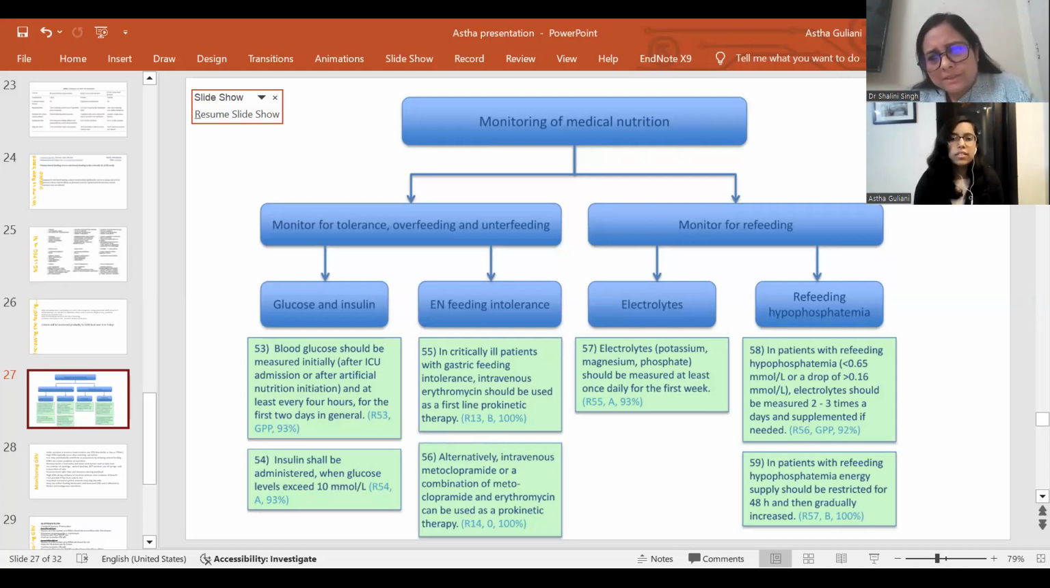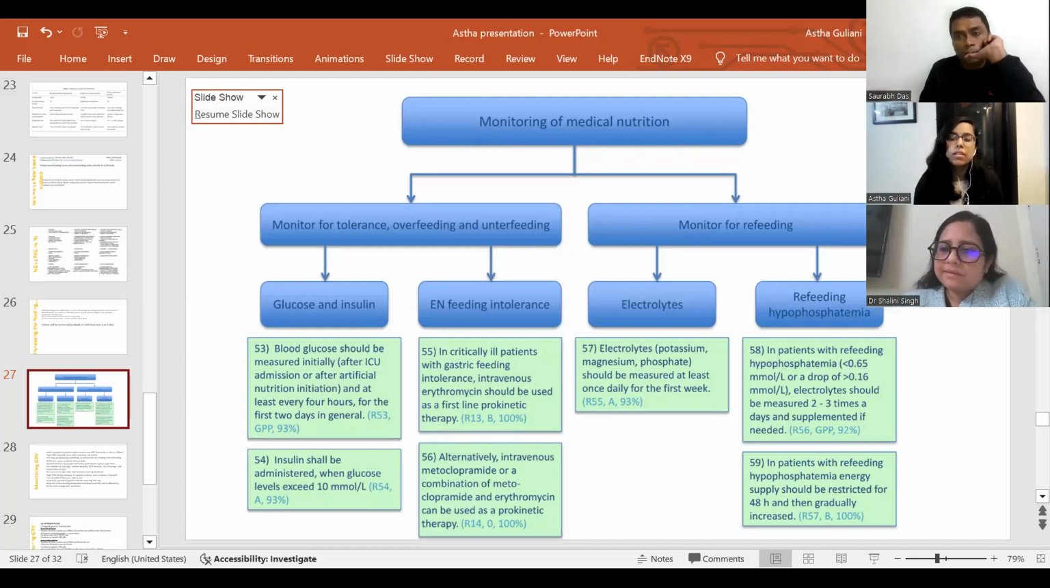10% weight loss over 6 months is considered significant. Pardon, ma'am? 10% weight loss over 6 months. Okay. So whatever the weight of the patient is, 10% of that over 6 months is significant.